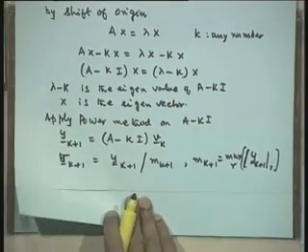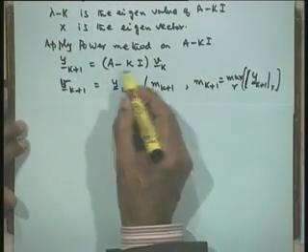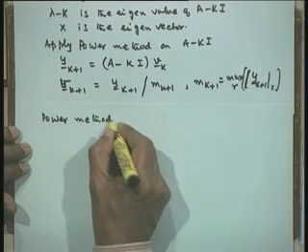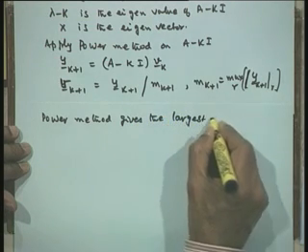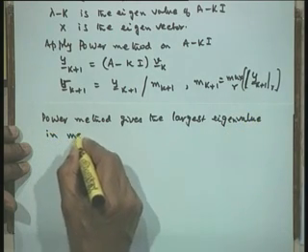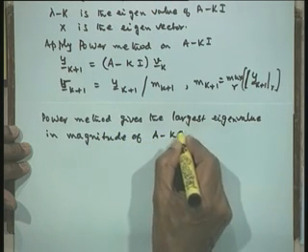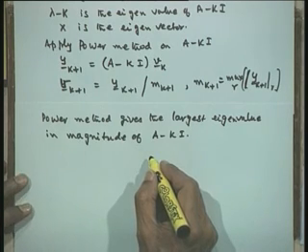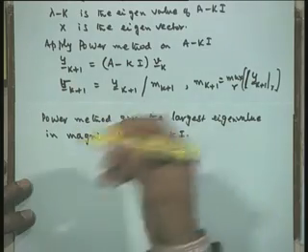That means the power method gives the dominant eigenvalue of A minus k I. Therefore, power method gives the largest eigenvalue in magnitude of A minus k I. Once we find the largest eigenvalue of A minus k I, we can go back and find out what is the correct eigenvalue.